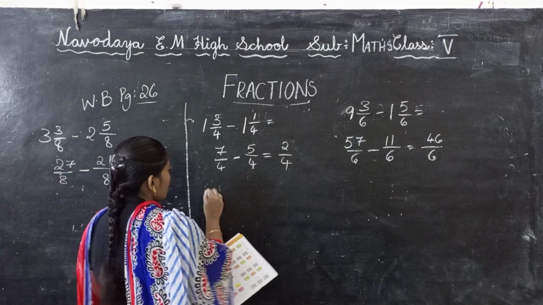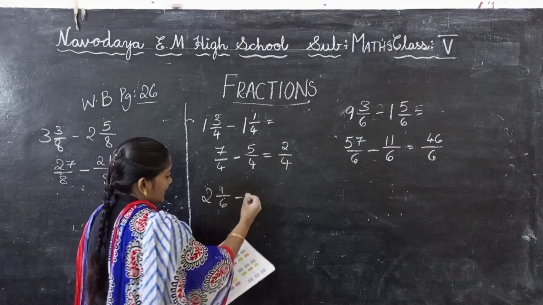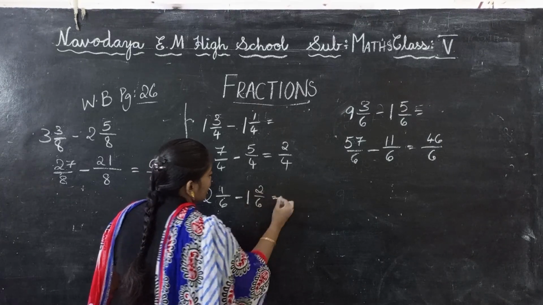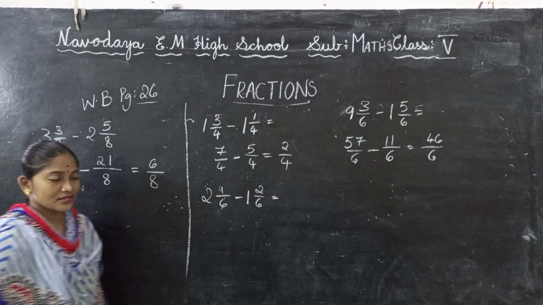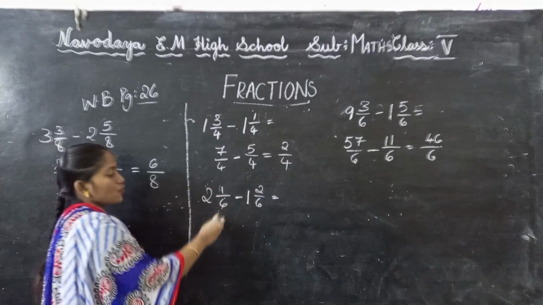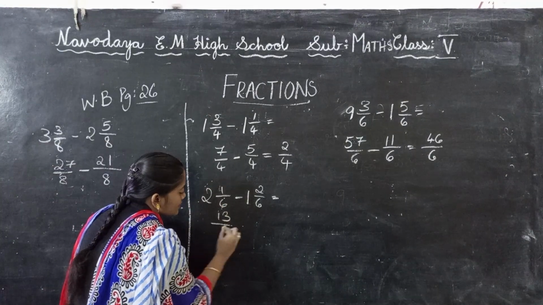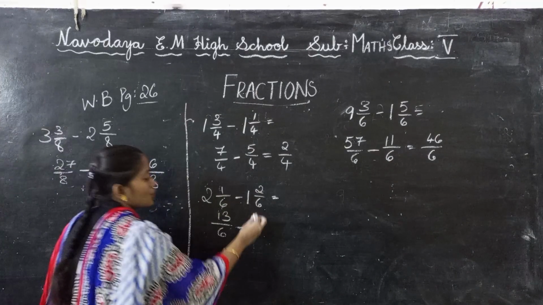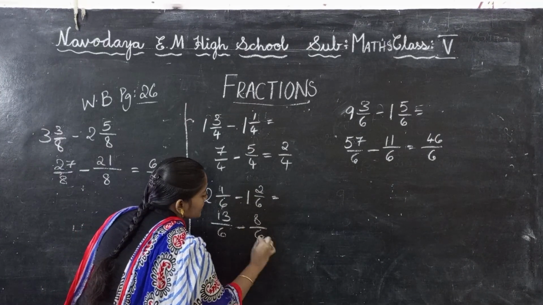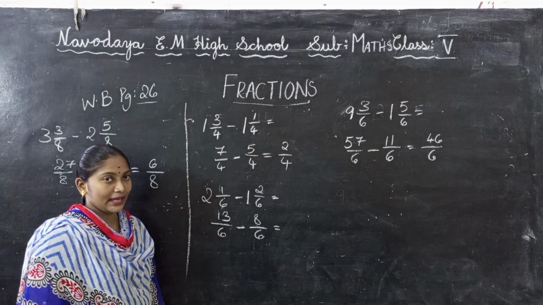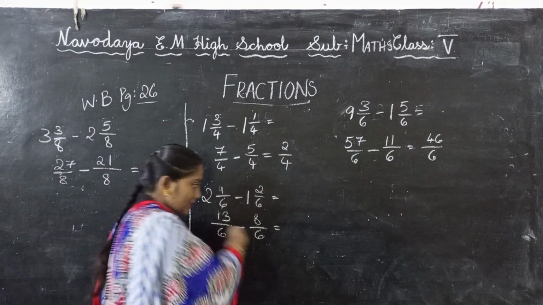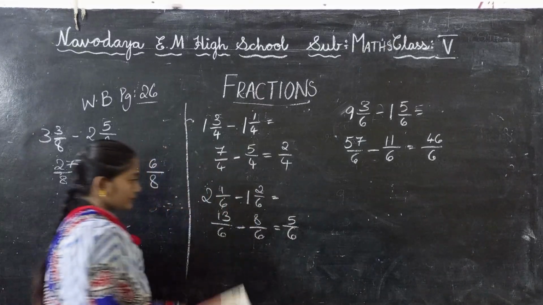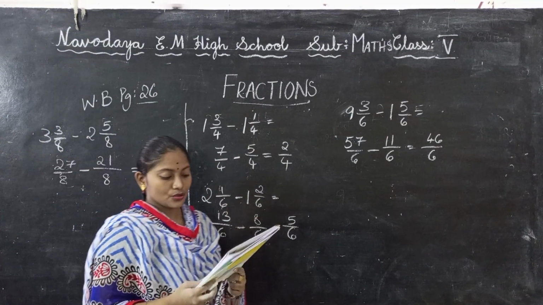Next one, 2 1 by 6 minus 1 2 by 6. 6 twos are 12, 12 plus 1, it's 13 upon 6, minus 6 ones are 6 plus 2, 8 upon 6. So 13 minus 8 is 5. 5 upon 6.